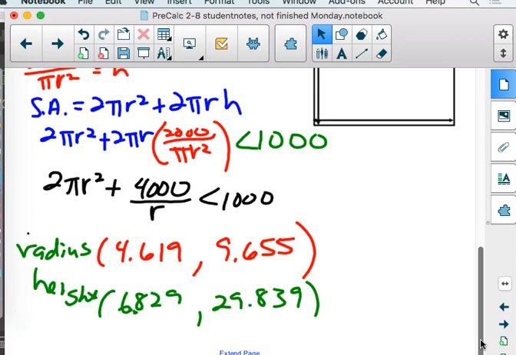Yeah, with intervals we don't necessarily do that. And with this problem especially, Hannah brings up another good point. You probably would want to write a sentence. I mean, especially if this is something a company has asked you to do, you're going to write a sentence that says the radius should be between 4.619 and 9.655 centimeters. And the height should be between 6.829 and 29.839 centimeters. So somebody that doesn't know a whole lot of math could look at it and understand what's going on with that problem.